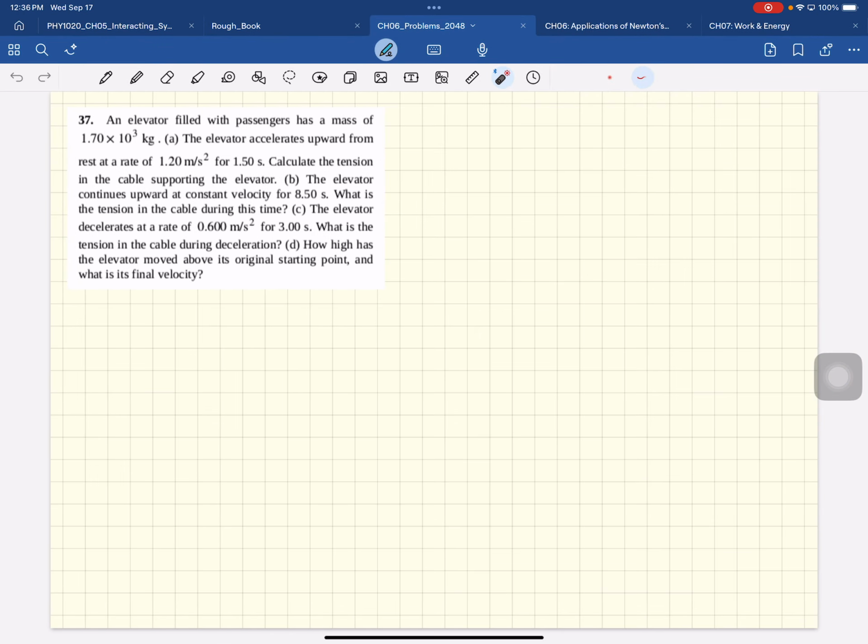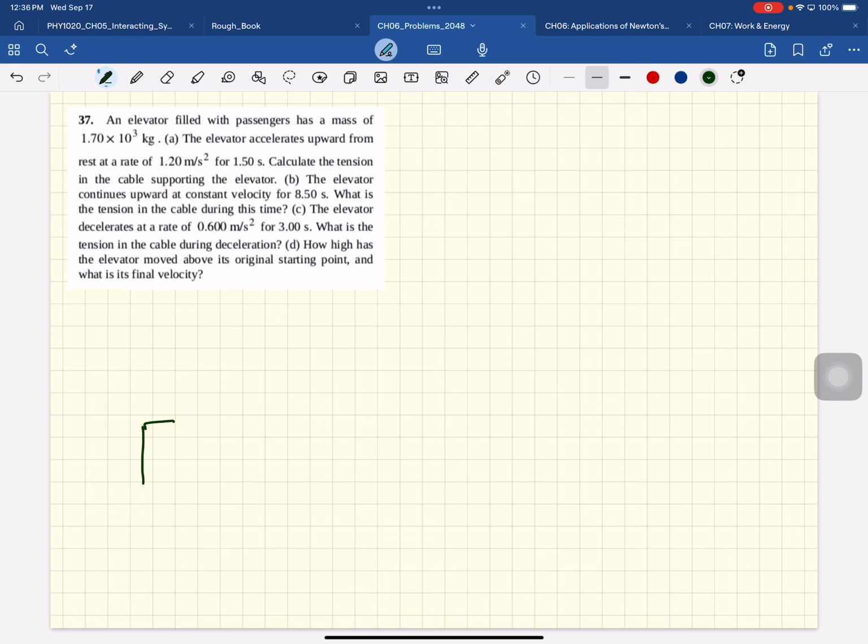All right, so the first problem says an elevator filled with passengers has a mass of 1700 kg. The elevator accelerates upward from rest at a rate of 1.2 meters per second squared for 1.5 seconds. So it starts from rest and accelerates at that rate for that time. Calculate the tension supporting the cable.